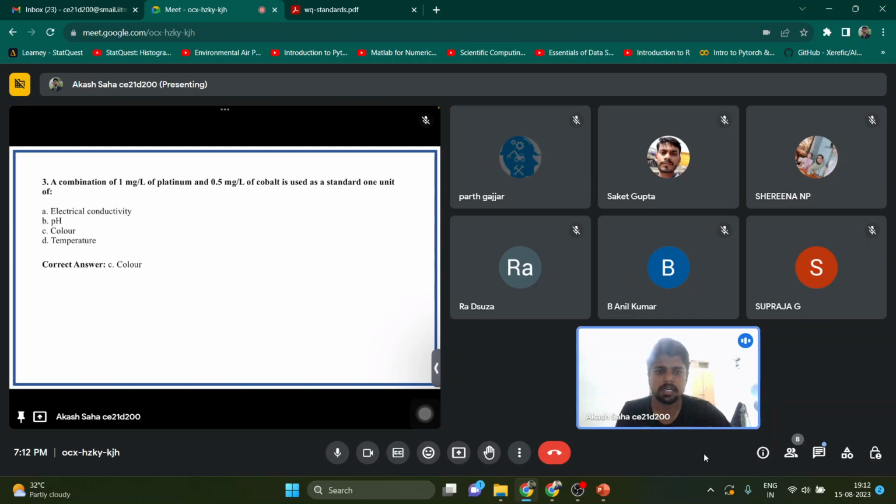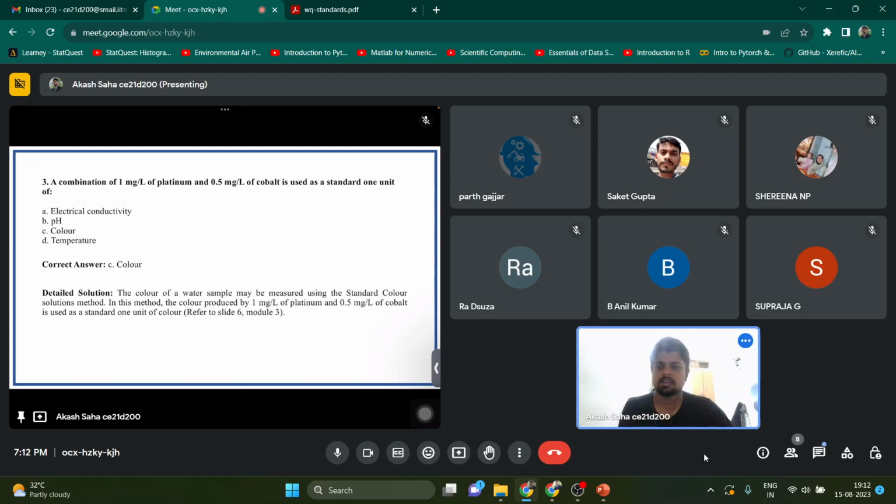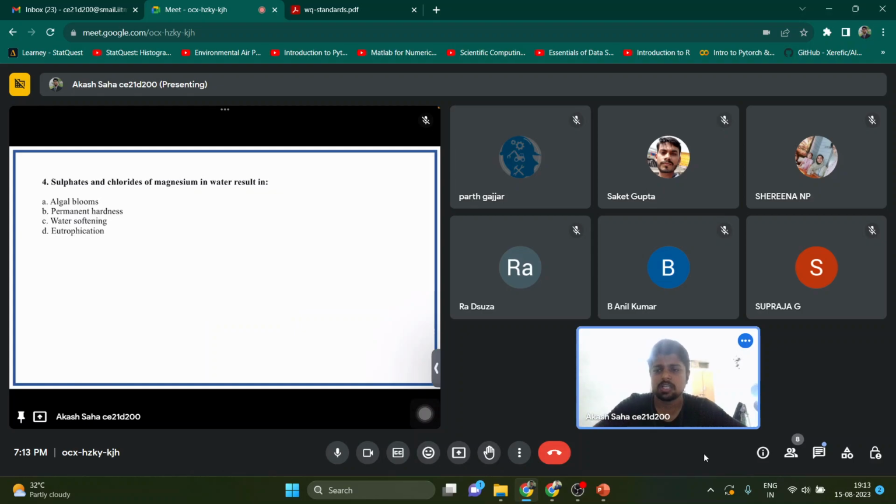So, yeah, it's the right answer. C, color. So we need 1 milligram per liter of platinum and 0.5 milligram per liter of cobalt as the standard unit of color. Okay, the next question.